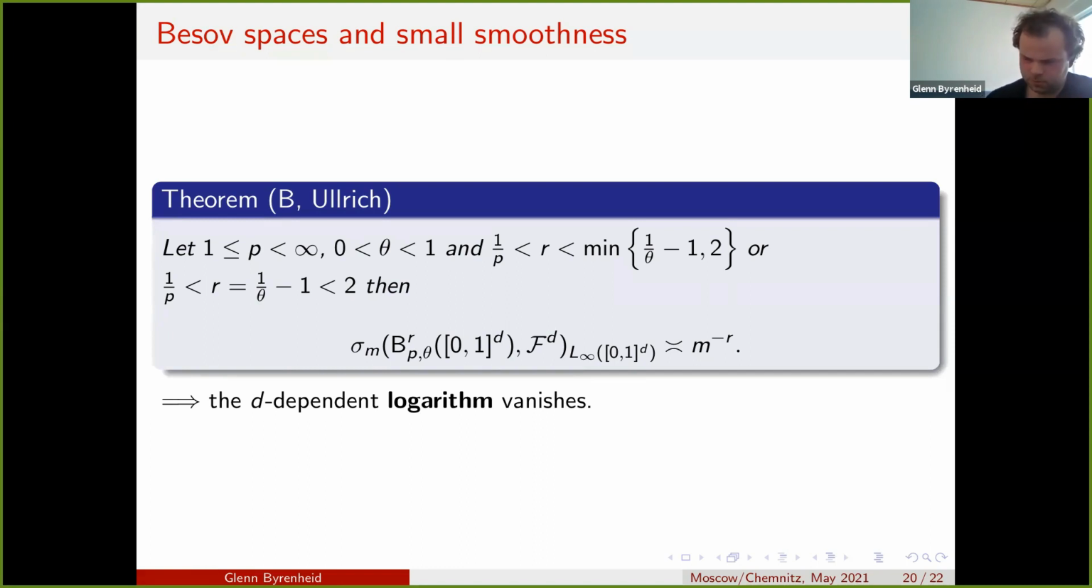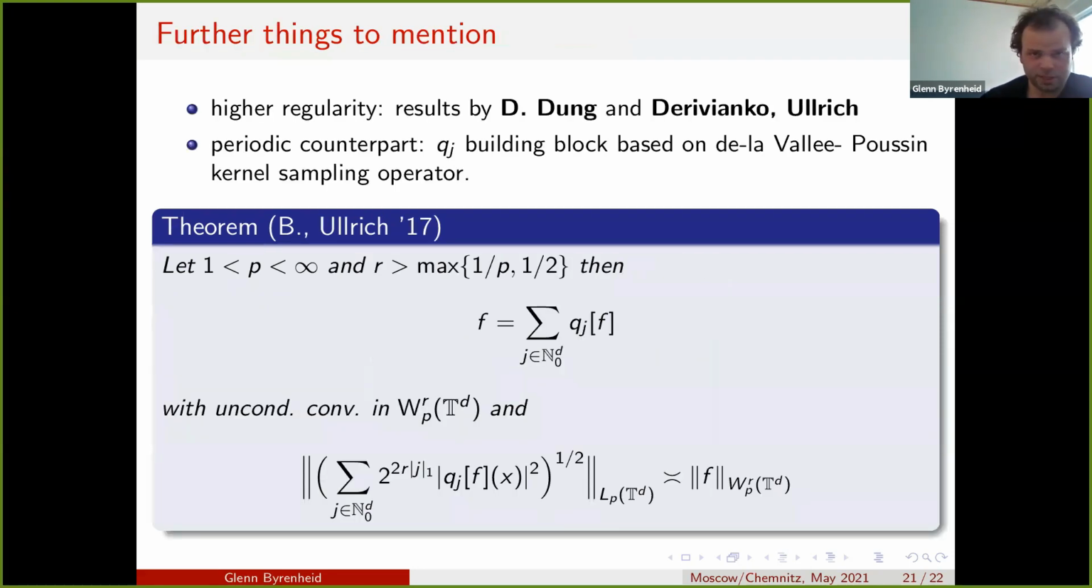Let me mention some further things quickly. In this talk, we were always restricted to regularity up to 2 plus a little bit. These results can be generalized, or were generalized, by works of Dinh Dung and Derevianko-Ullrich. They used piecewise polynomial constructions, B-splines, and things closely related. Then you have similar properties with function coefficients generated by function evaluations and so on. So you can do the theory for higher regularity.